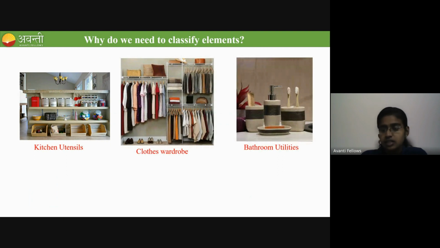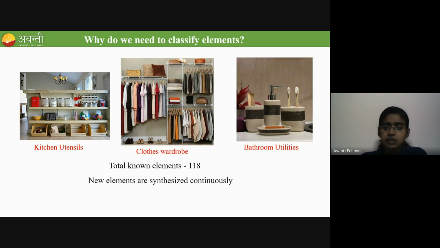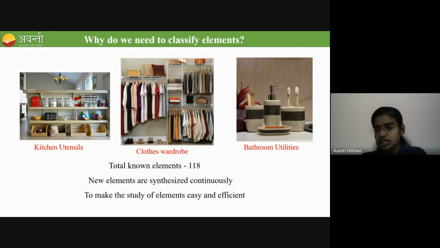Like that, totally we have 118 elements known. To study these elements easily, and also because new elements are synthesized continuously, not only the 118 elements, scientists may discover other new elements also. So to make the study of elements easy and efficient, we classify the elements in respective columns and in respective rows.